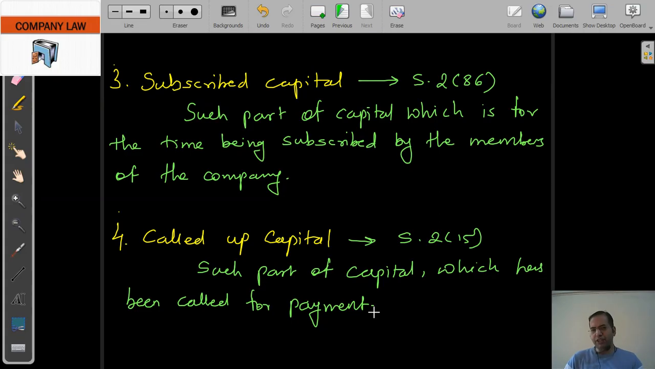Sometimes a company may just call for the payment in the application money form. Later on it may call, after incorporation of the company as well. So such types of practices we can also witness in the real corporate world.